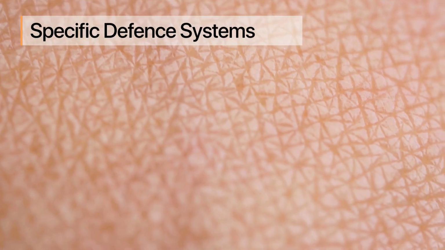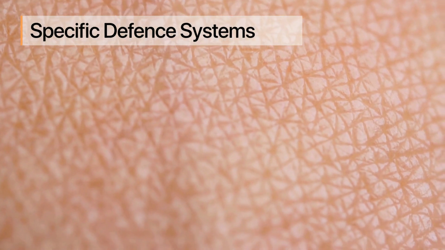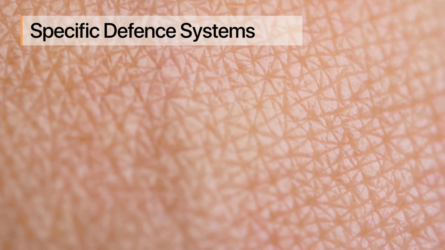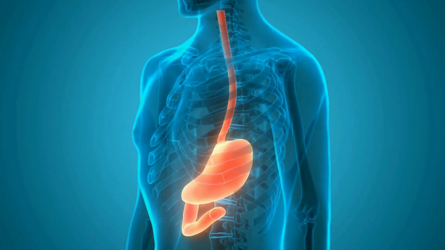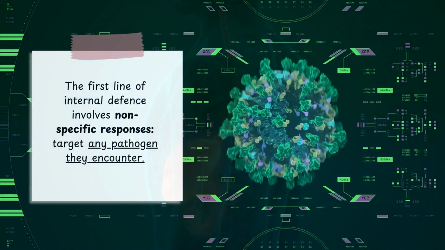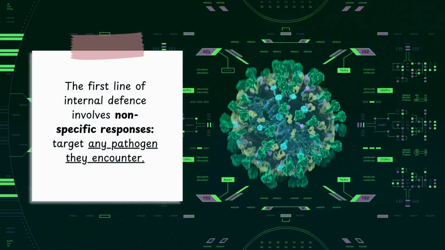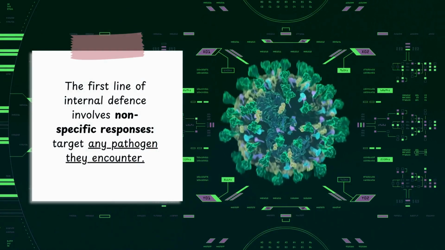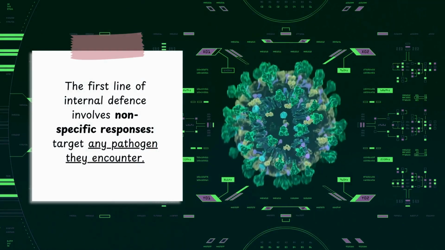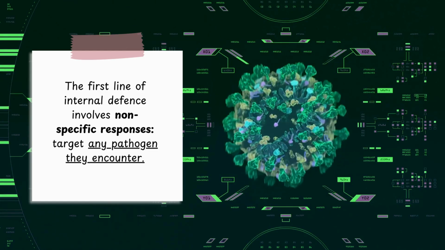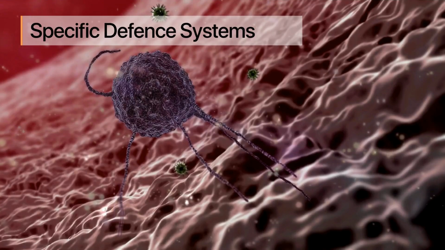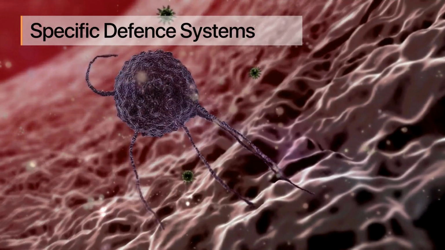If pathogens have gotten past the body's initial non-specific defenses, including physical barriers, such as the skin, and chemical barriers, like stomach acid, then the first line of internal defense involves non-specific responses. Non-specific immune cells target any pathogen that they may encounter. The first line of non-specific internal defenses involves phagocytes.